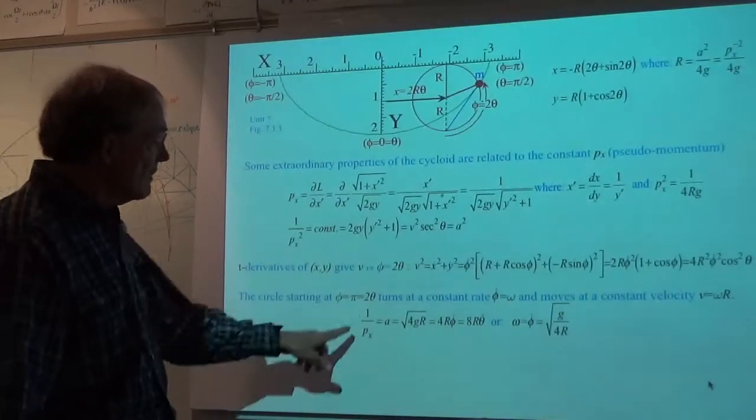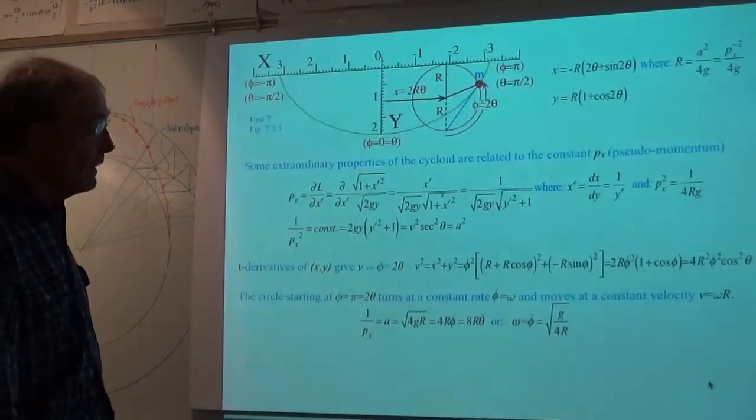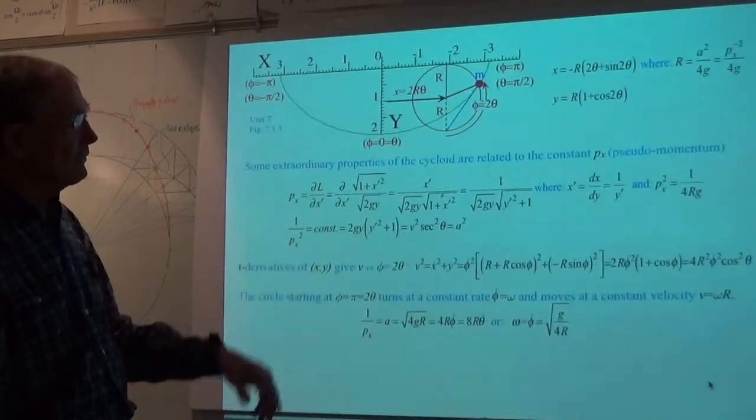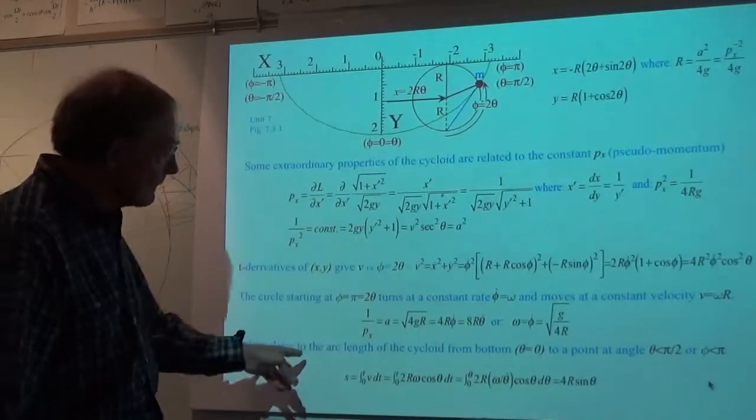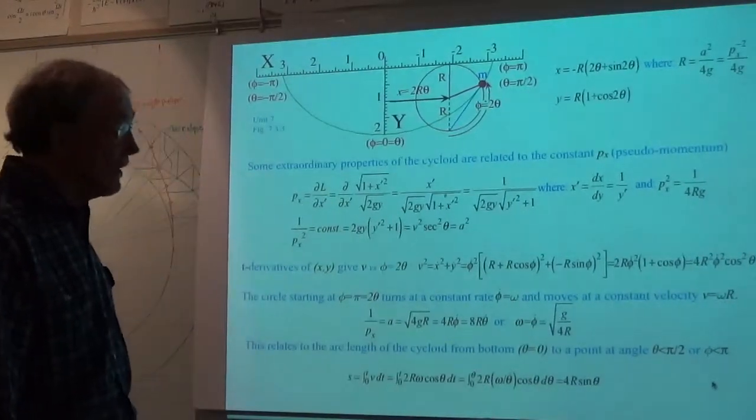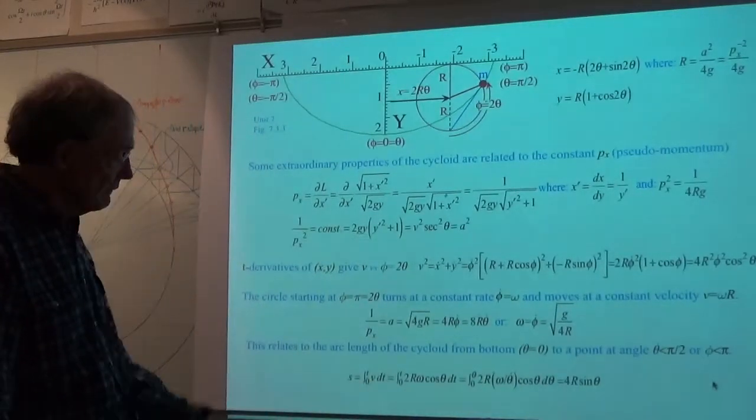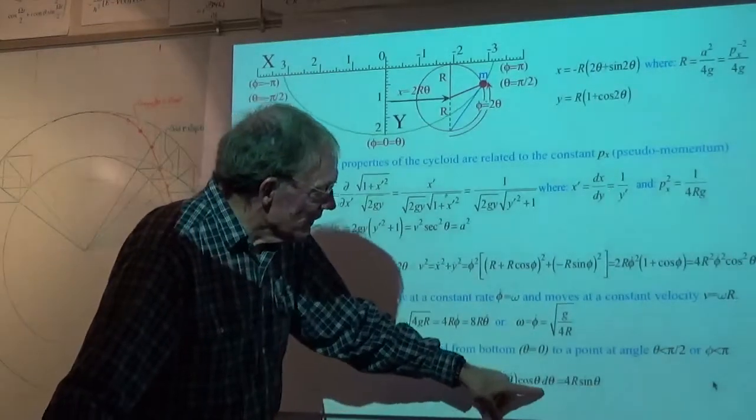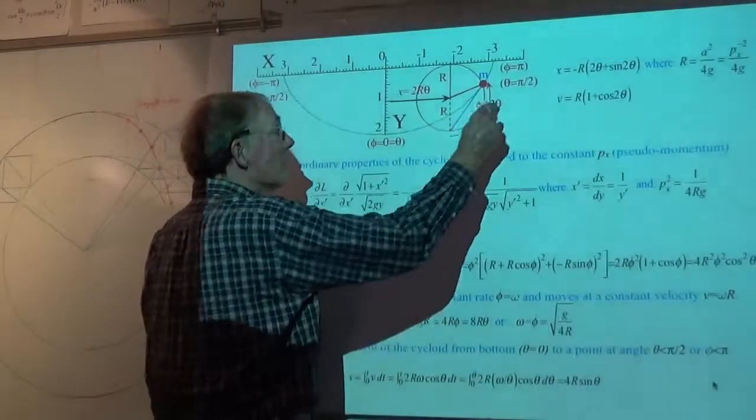In any case, this constant, 1 over px, I'm just calling that A, because it was the amplitude of the cosine that we had substituted. This thing actually relates to arc length. The actual arc length, which is the integral of v dt, the velocity dt, is this thing, which is a very nice effect. It's just 4r sine of theta, the half angle.